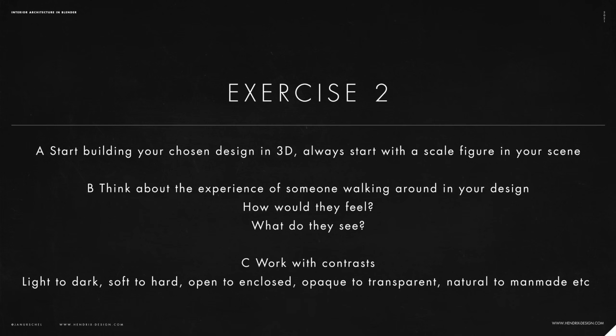And also think about examples that you have experienced or that you've seen that evoke these kinds of feelings in you. And lastly, work with contrasts. Some of this will be done through lighting, some of this will be done through materials, actual geometry, right? So think about light to dark, soft and hard materials, open to enclosed spaces, opaque to transparent materials, natural to man-made. Is something more organic, or is something made out of wood compared to concrete, compared to rectangular forms?